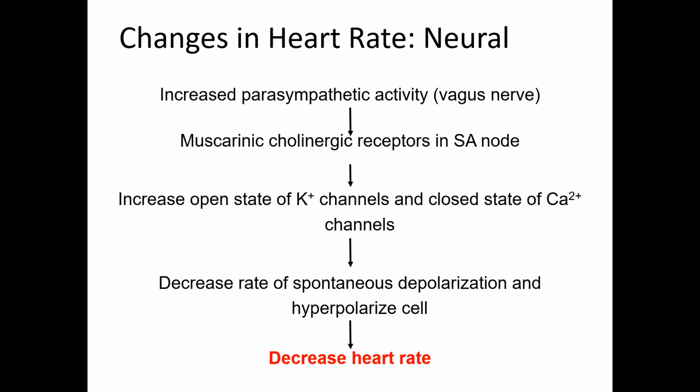On the parasympathetic system, we've got the muscarinic cholinergic receptors only, excepting sweat glands. And so we bind that acetylcholine to these muscarinic cholinergic receptors. And what this does is it increases the opening state of potassium channels, and it closes the calcium channels. And what that does is it makes it really hard for this cell to spontaneously depolarize. It kind of keeps the cell in this hyperpolarized state.